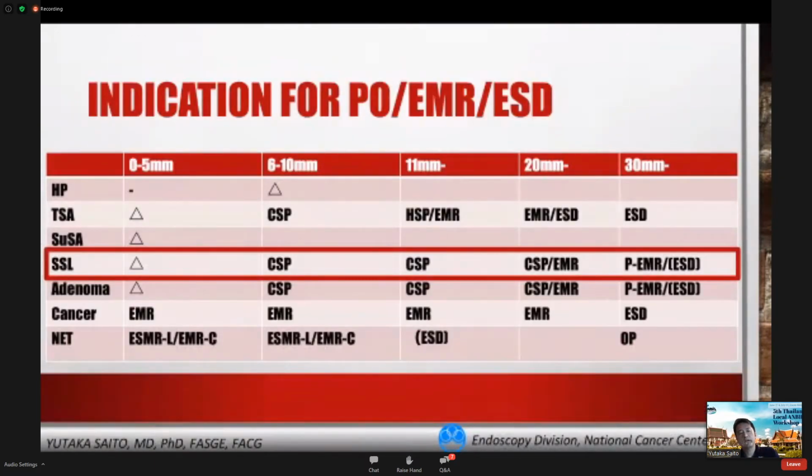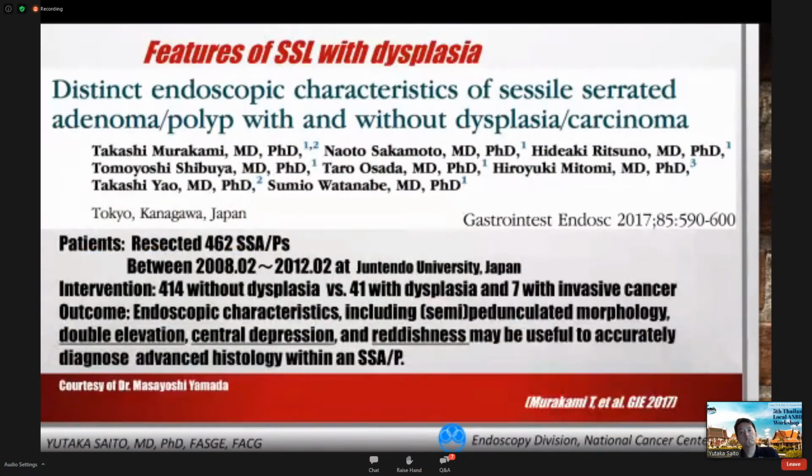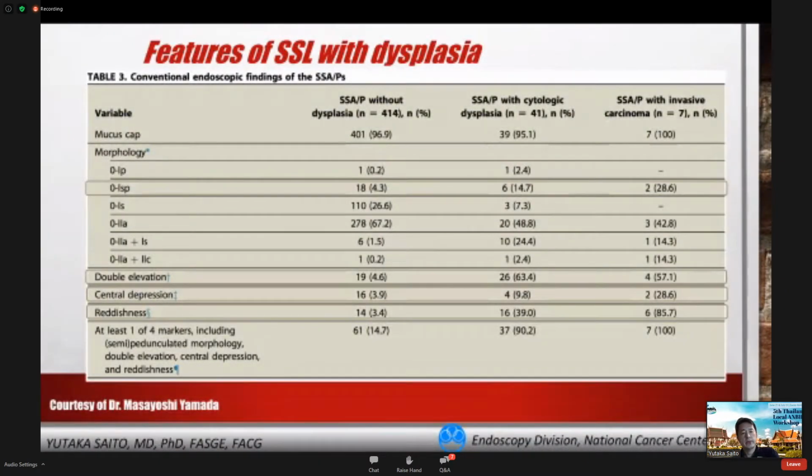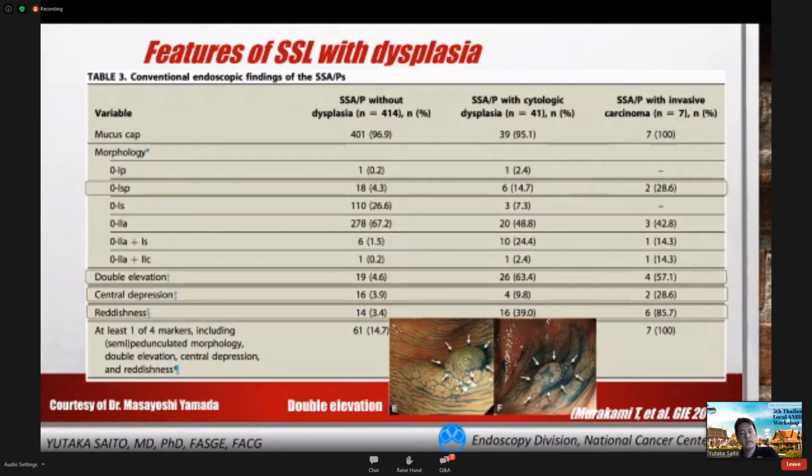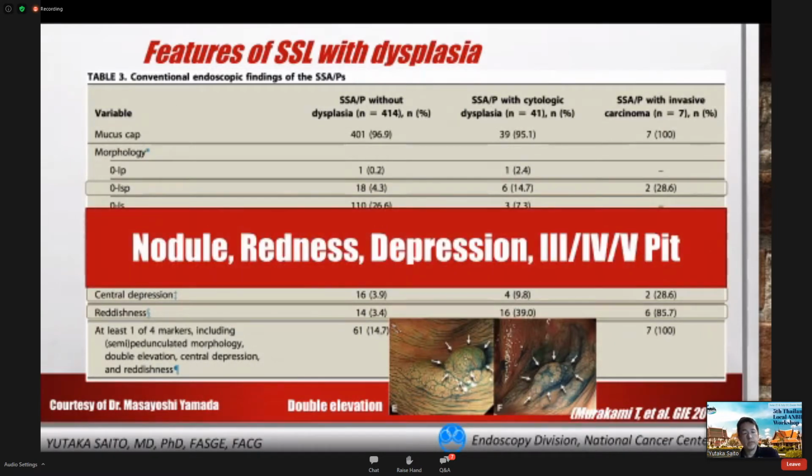The indication for SSL: maybe in Western countries, we know we should resect all SSL despite of the tumor size. And this paper from Dr. Murakami, Juntendo University, reported the distinct endoscopic characteristics of SSL and SSL with dysplasia. They reported the double elevation or some depressed component, a tumor nodule, redness, depression, and type 3, 4, 5 pit as the features of dysplasia.